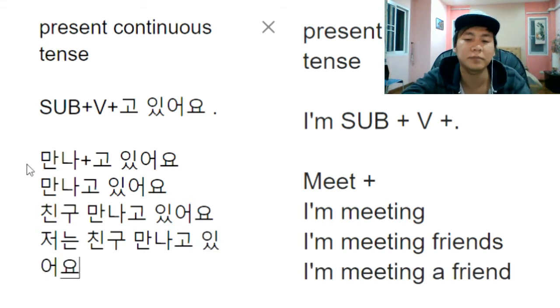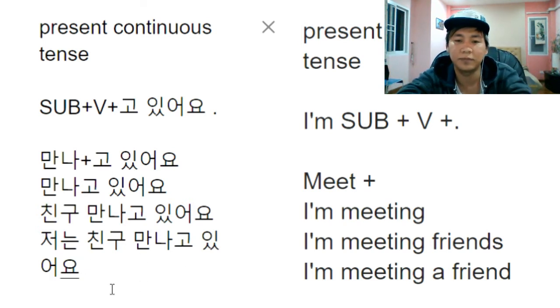Okay. You see, subject 저는, I. 친구, friend, is the object. 만나고 있어요. Meeting. I am meeting a friend. Okay. The next example.